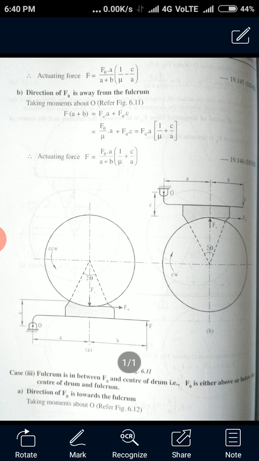Okay, so this is a case where the F theta direction is away from the fulcrum and the F theta is between the center of the drum and the fulcrum O. Now coming to the last case, the fulcrum is in between F theta and the center of the drum. That is, F theta is either above or below the center of the drum and fulcrum. Once you see the sketch, you'll come to know.